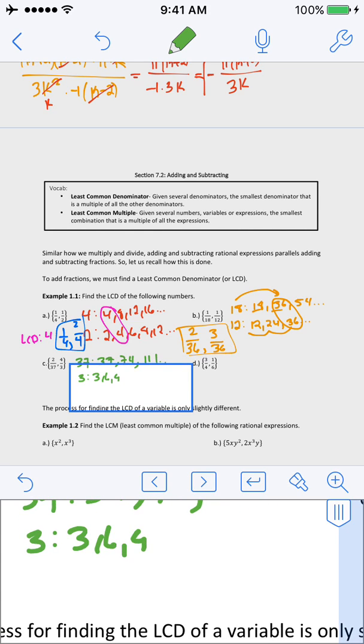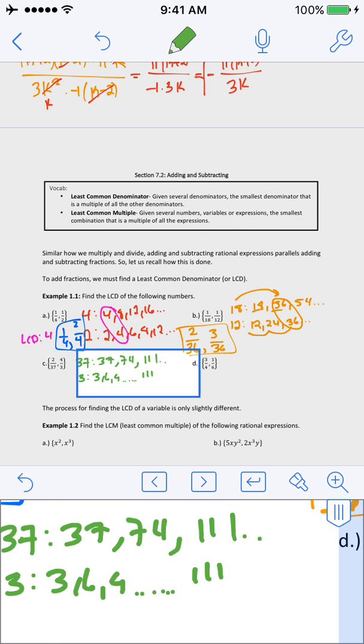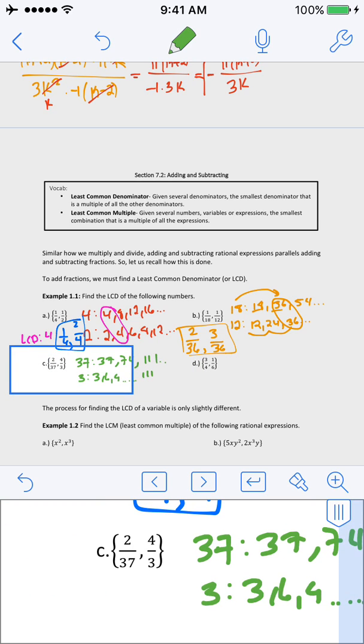3, 6, 9... And I'm going to tell you, the first thing they have in common is 111. 111 divided by 3 is 37. So sometimes their least common multiple is actually the multiplication of the two denominators. Sometimes that is the case, especially if they're both prime.